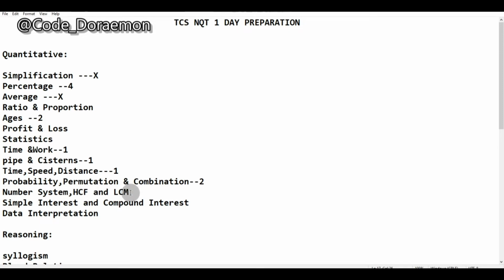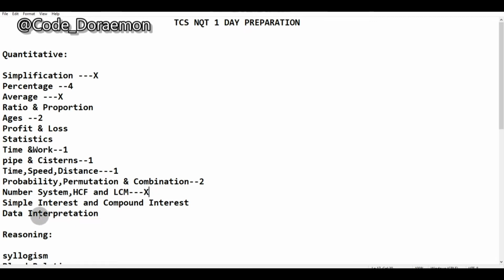And number system, HCF, and LCM, these are very simple topics, even though they are still included in the syllabus. They are not asked separately; they may be asked in a form like number series, where they can be embedded.